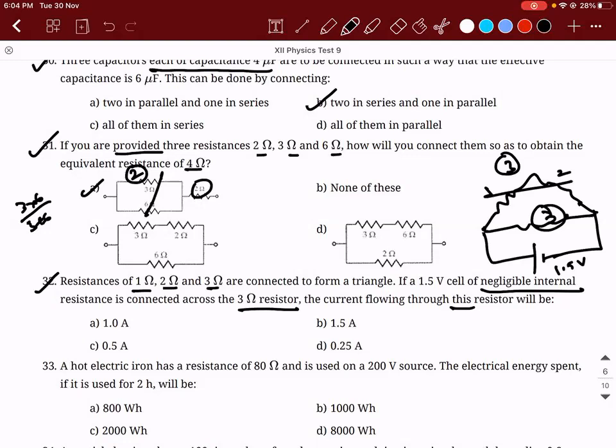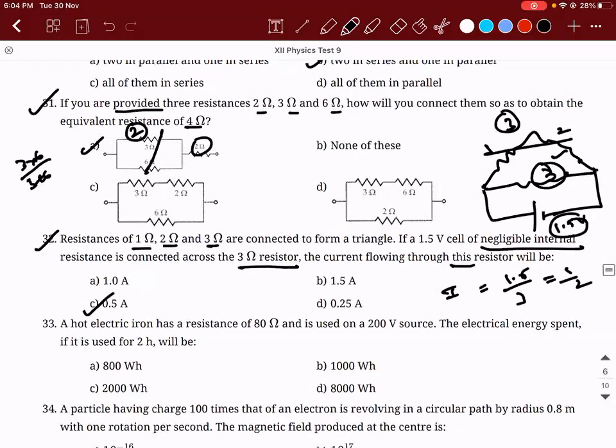Actually, we need not solve all these things. The current flowing is across the 3 ohm resistor, the potential difference is 1.5 volt. So I is equal to V divided by R. 1.5 divided by 3. It will become half, which is 0.5 ampere. Right?